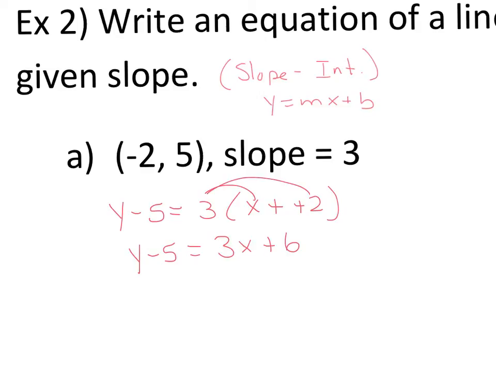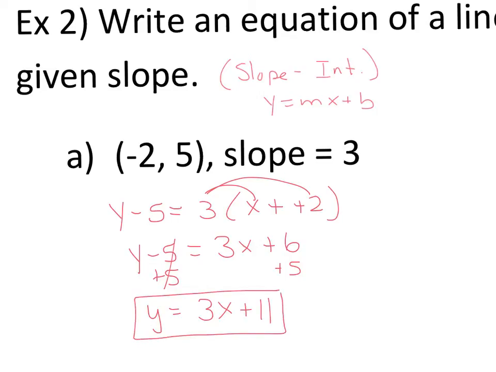I push the 3 through to both parts. And then my last step to get the y by itself would just be to add 5 over to the other side. So I get y equals 3x plus 11. And this is your answer. So when you're given a point and a slope, start in point slope and then just take it to whatever it tells you to take it to.